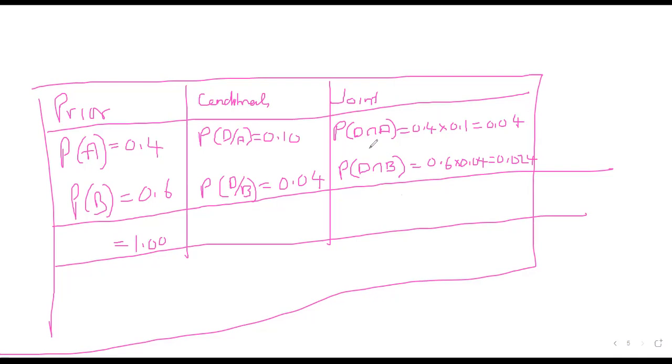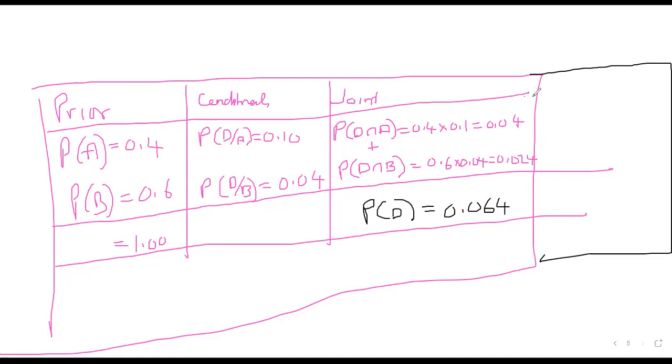Then here I can ask you now, if I add these two probabilities, D intersection A plus D intersection B, the total I get is called what? The common letter, the probability of what? D. So when I add up this, I get 0.064. This is the probability of a defective or a D. Then lastly, you calculate what is called a posterior probability or a revised probability.